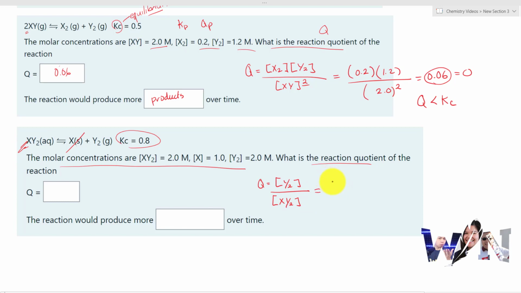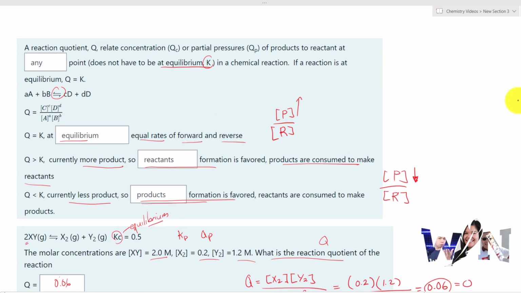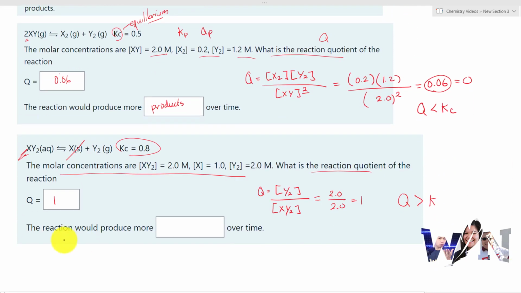So Y is what? Y is 2.0 divided by XY, which is 2.0, equal to 1. So here you go, our Q is equal to 1. Well, if Q is equal to 1 and our K is equal to 0.8, so Q is greater than K. So what does that tell you? You go back up here, okay? K is less than Q, or Q is greater than K. What do we have? We have more product, so reactant formation is favored. So we are going to produce more reactant over time.